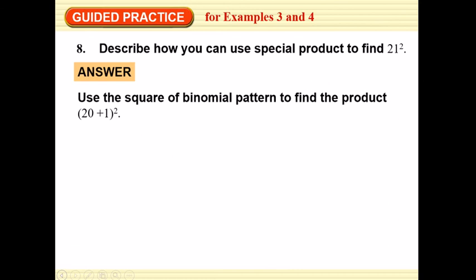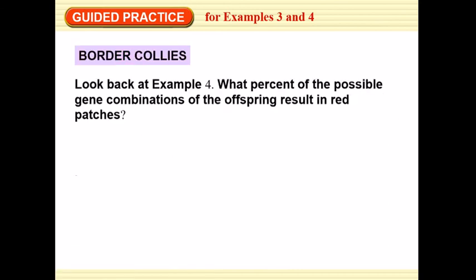Alright, so let's try out some guided practice. Describe how you could use special products to find 21 squared. Feel free to pause the video and check the solutions. And looking back at example 4, what percent of the possible gene combinations of the offspring result in red patches?